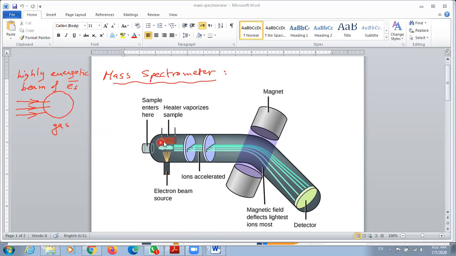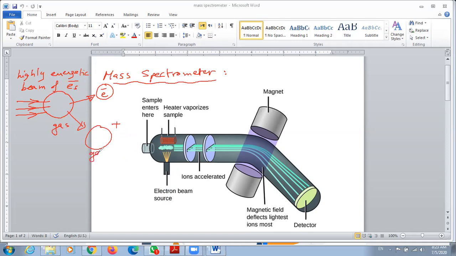Now, what happens to our sample when it is subjected to this beam of electrons? Yes? It becomes an ion. You mean it is going to be ionized, isn't it? Yes, excellent. It's going to eject an electron, and itself is going to form a positive ion.